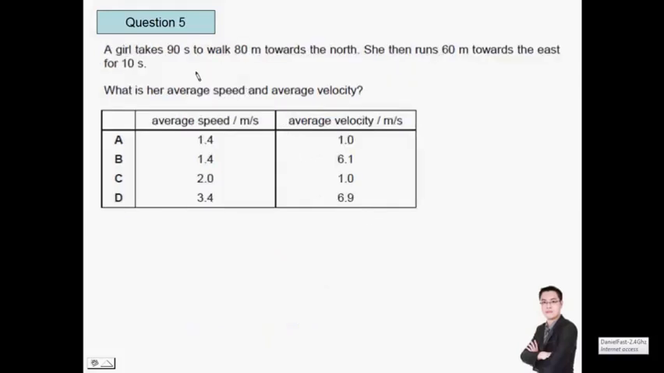Question 5. A girl takes 90 seconds to walk 80 meters towards the north, and she runs 60 meters towards the east for 10 seconds. What is the average speed and average velocity?